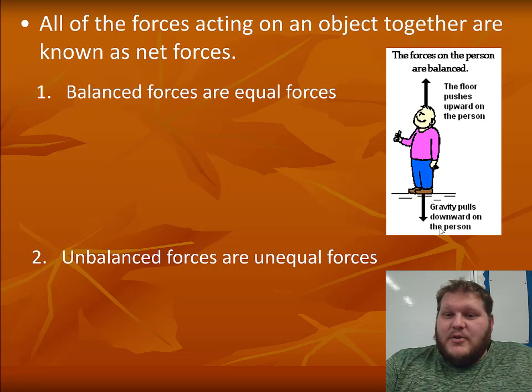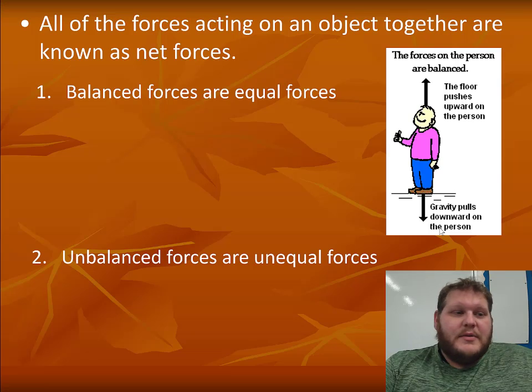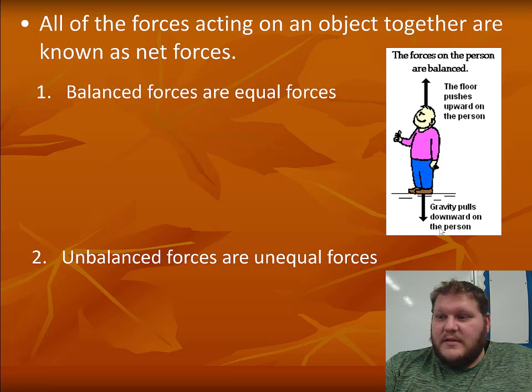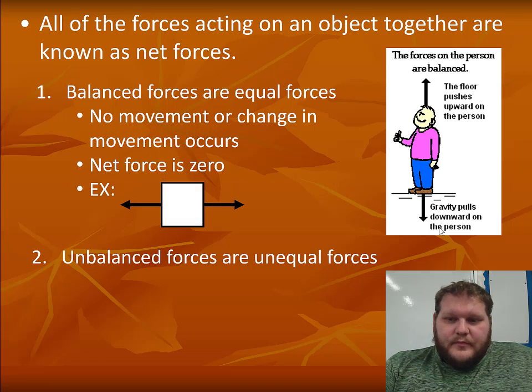All the forces acting on an object together are known as the net force, and we'll look at the net force of different objects when we do free body diagrams. Balanced forces are equal to each other, so the gravity pulling down on you and the force pushing up on you are equal to each other, which is why we're not in motion. With balanced forces, no movement or change in movement occurs. The net force is zero.